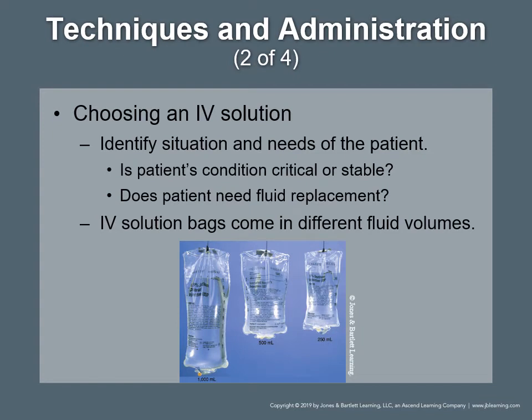Choosing an IV solution. Identify the solution and needs of the patient. Ask yourself, is the patient's condition critical? Is the patient's condition stable? Does the patient need fluid replacement? Each IV solution bag is wrapped in a protective sterile plastic bag. The bottom of each IV bag has an access port for connecting the administration set. A removable pigtail that represents a point of no return line protects the sterile access port. The IV solution bags come in different fluid volumes.